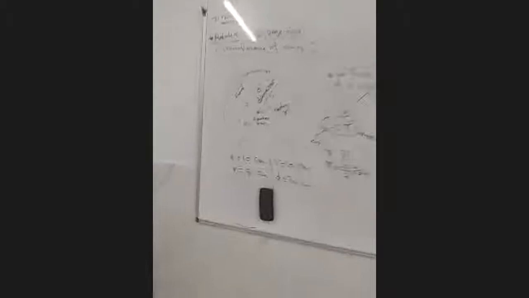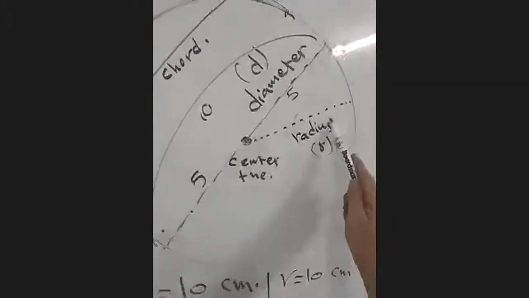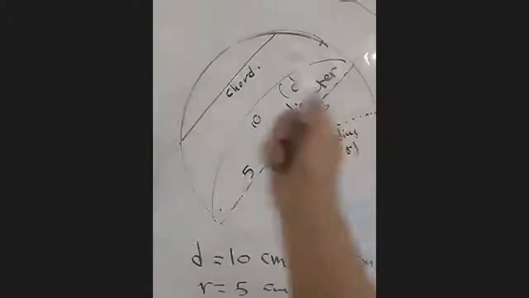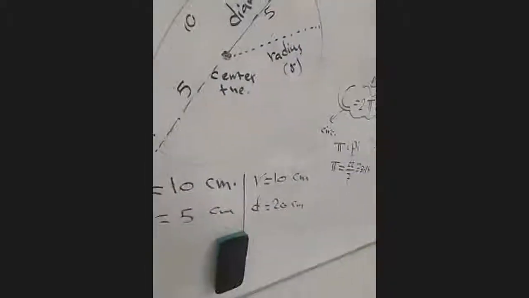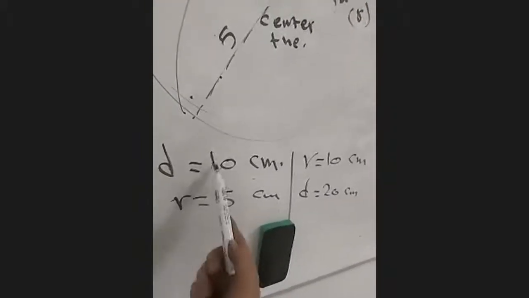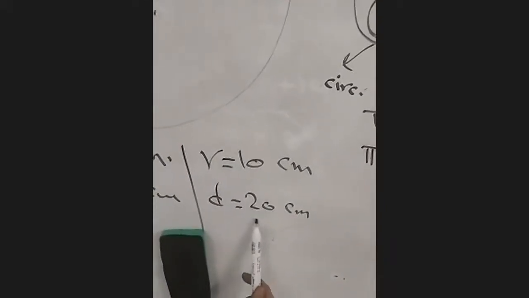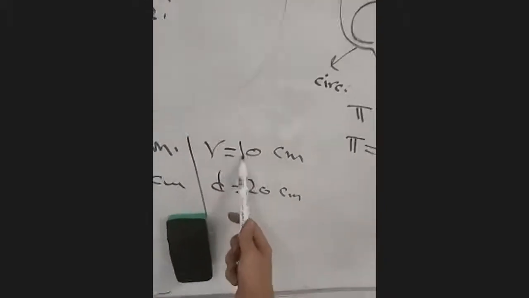Here we remember the circle and the parts of the circle: center, radius, diameter, chord. The circumference is the round distance here. If you have the diameter, you can find the radius. The radius is half of the diameter. If you have the radius, you can find the diameter. The diameter is double, multiplied by 2.